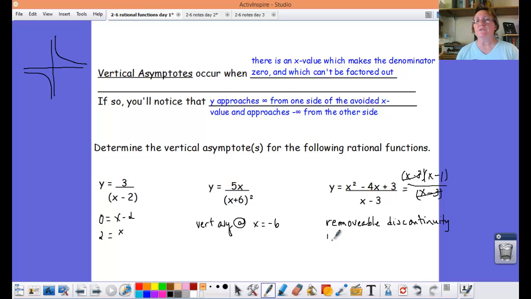And a better name for it might be a hole. See, what happens with this function is that it acts like the line x minus 1 in every single value. So x minus 1, y-intercept down here. For every single x, it acts like that line, except when x is equal to 3.